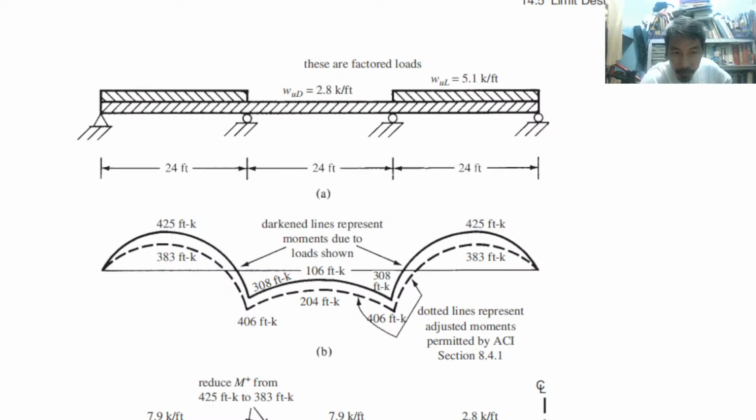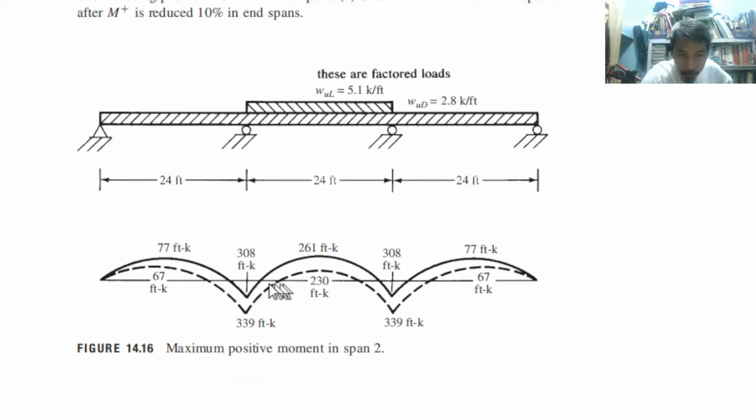Almost the same, but span number 2, as you can notice here, is below the horizontal line. Here, from this point to this point, everything is below the horizontal line. But here, from here to this point, there are portions above the horizontal line. So it's different because we have what? Span number 2 positive moment.